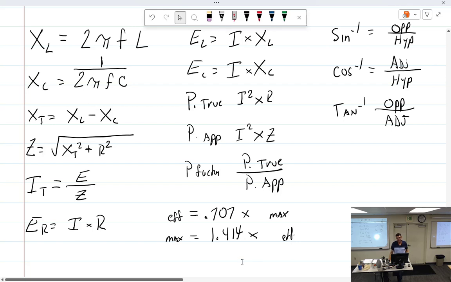Anything else? Can we get the 0 equals to reactive? And then 1 equals to the resistive?